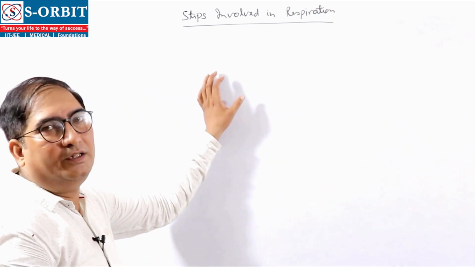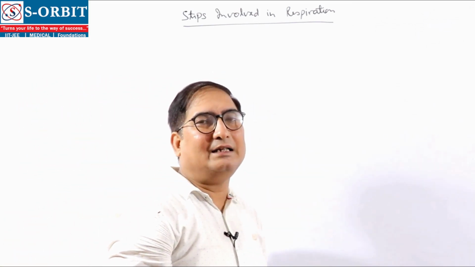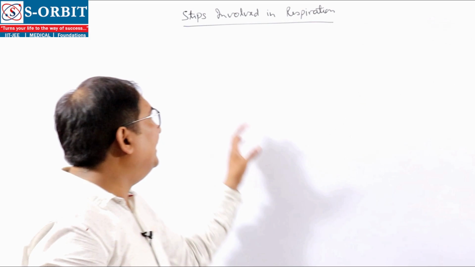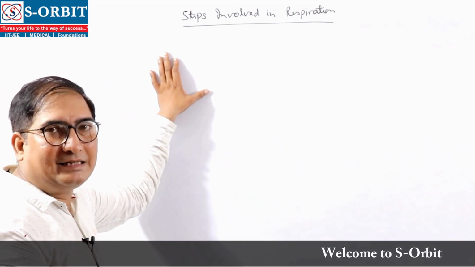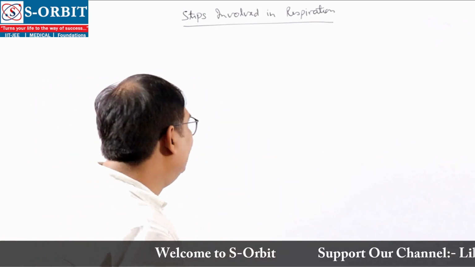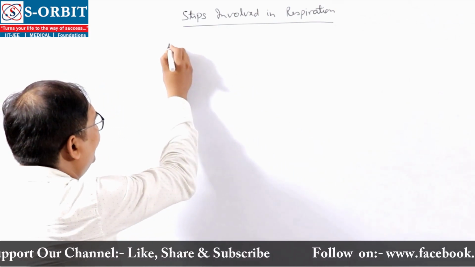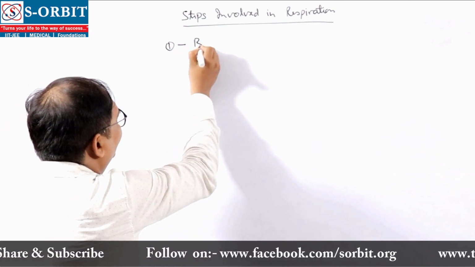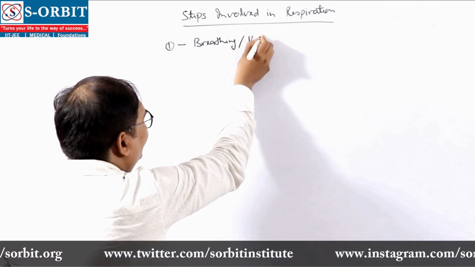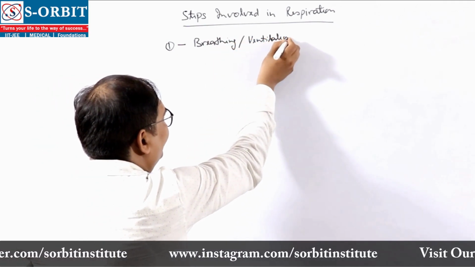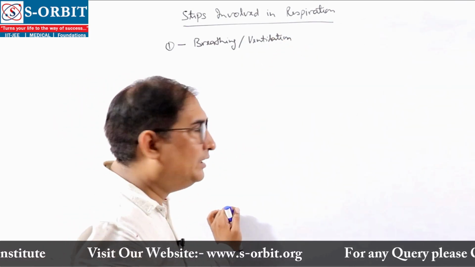In the previous session, we talked about the types of respiration, the respiratory process and the respiratory organs. Now, in this session, we will talk about the various steps involved in respiration. There are about 5 steps involved in respiration. Number 1 is breathing or ventilation. This is the first step, during which we breathe in and breathe out the air.